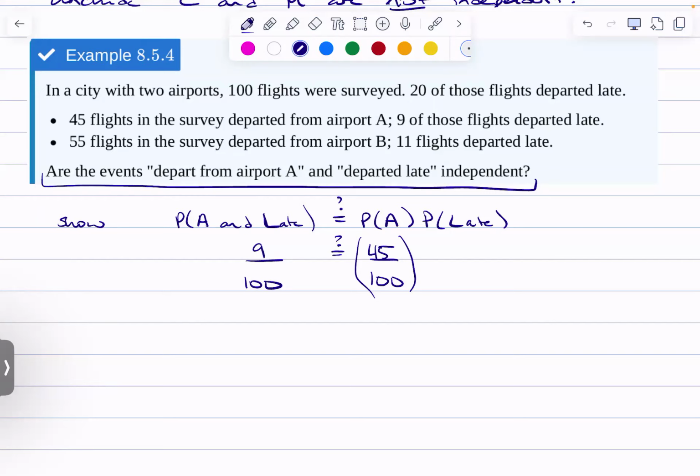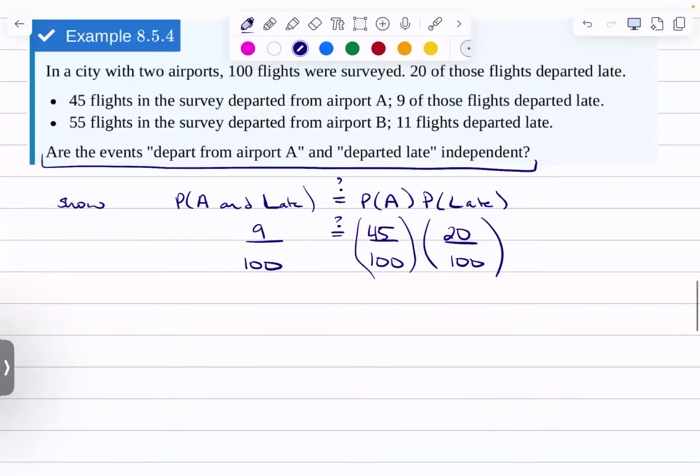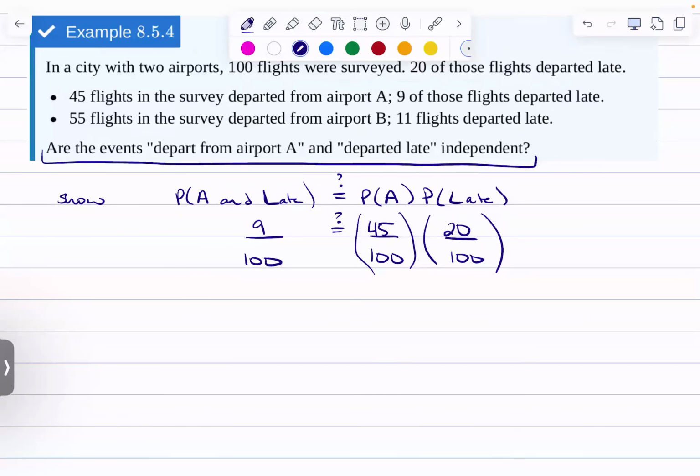And the overall probability of departing late was 20, right? Which you could look at 9 plus 11 is going to be 20, or we're given the overall statement, but 20 out of the 100. Don't be a hero. Just use your calculator. 45 over 100 times 20 over 100.